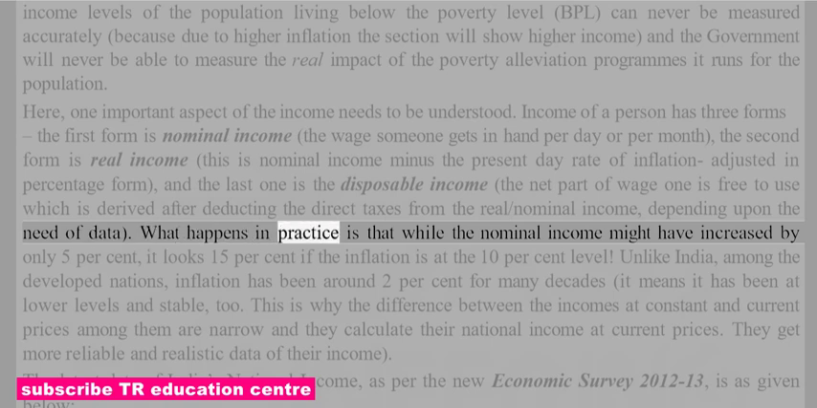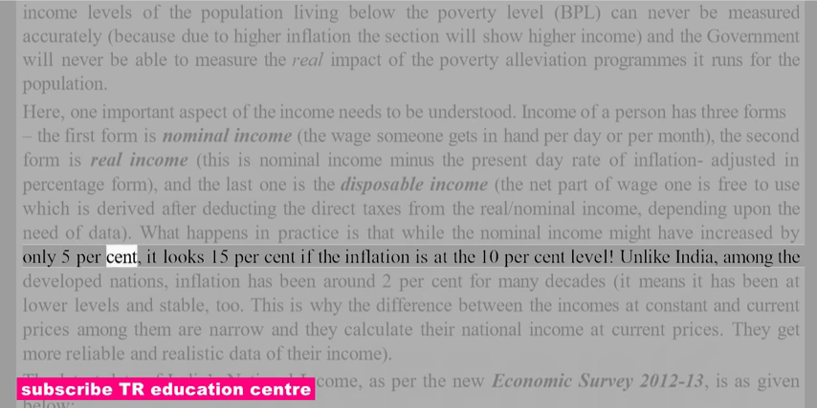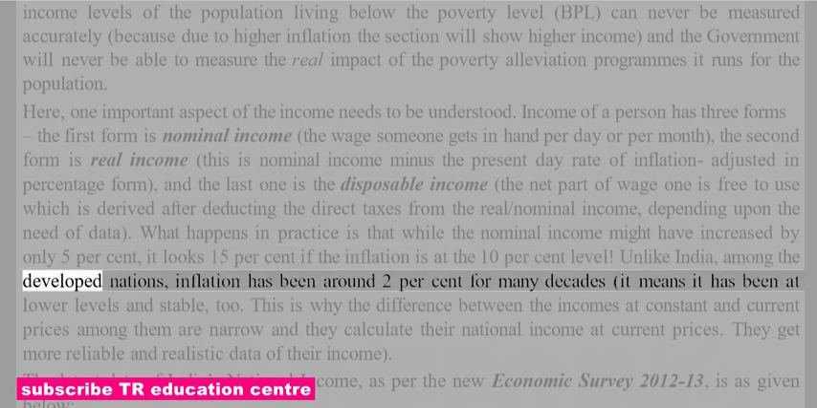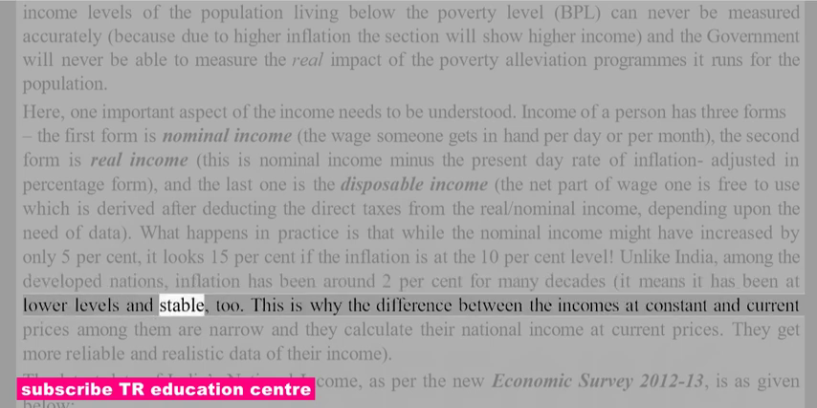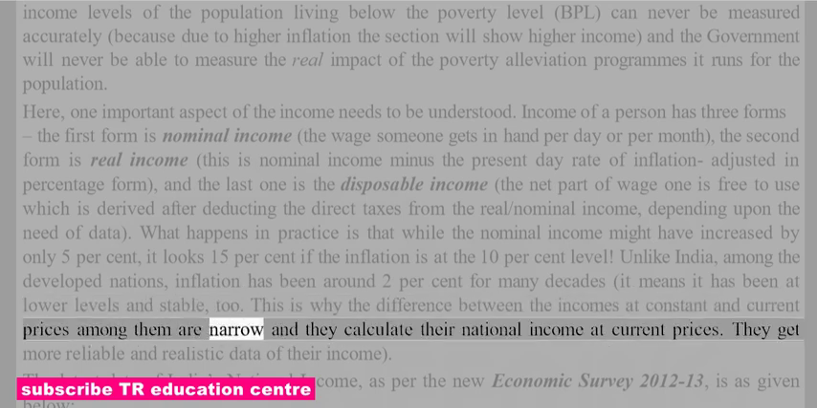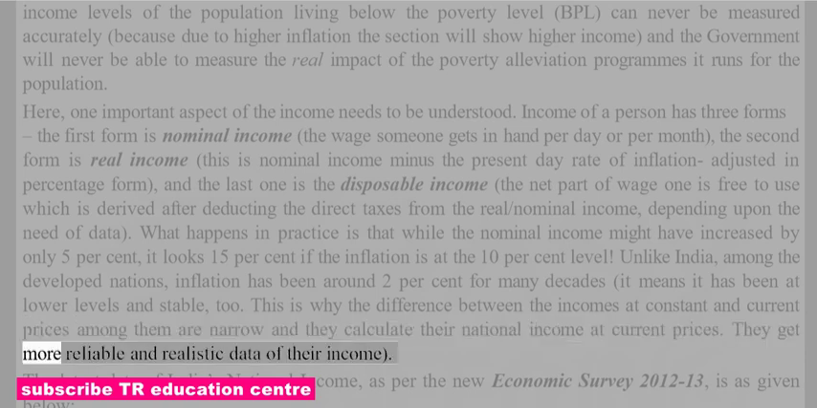What happens in practice is that while the nominal income might have increased by only 5%, it looks 15% if the inflation is at the 10% level. Unlike India, among the developed nations, inflation has been around 2% for many decades. It means it has been at lower levels and stable, too. This is why the difference between the incomes at constant and current prices among them is narrow, and they calculate their national income at current prices. They get more reliable and realistic data of their income.